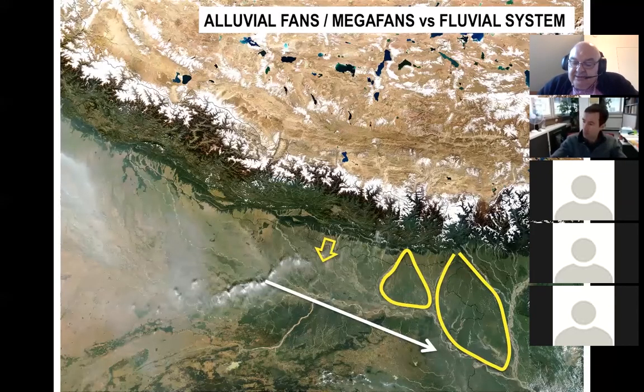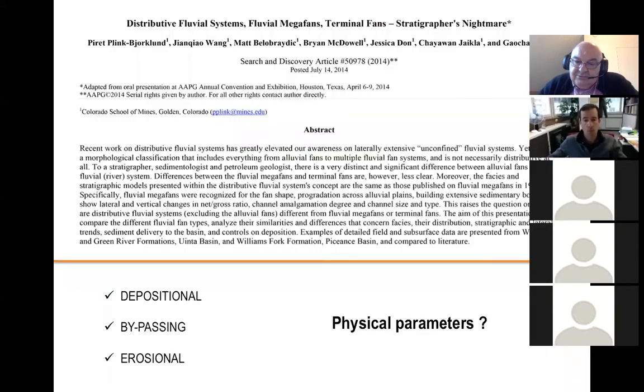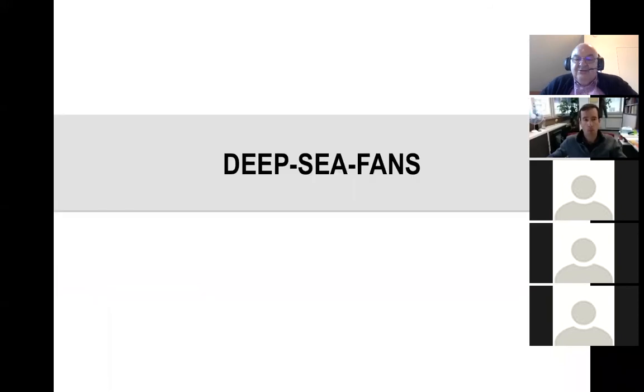So I already insisted on that. This is the difference between alluvial fan and mega fan. So I will go faster, we don't care about that. So that's fine. Just talking briefly about deep sea fans.